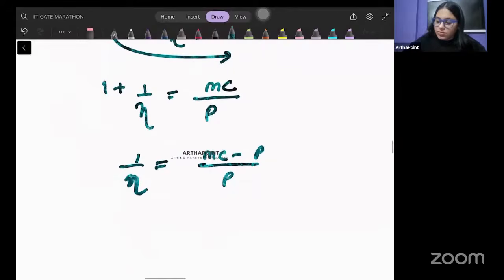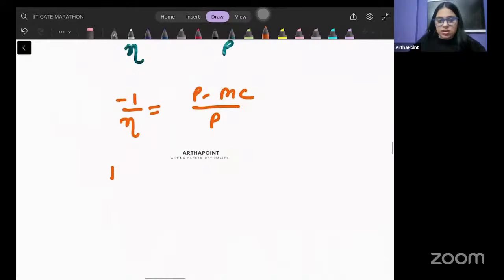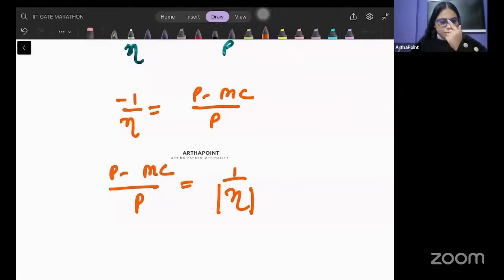So if I want to bring this in absolute terms, if I want to fill in a positive value here, I can just go ahead and multiply it with a negative sign so that this becomes positive on both sides and I will get this. So the Marshall-Lerner condition says that (P minus MC) by P will be 1 by elasticity in absolute value.